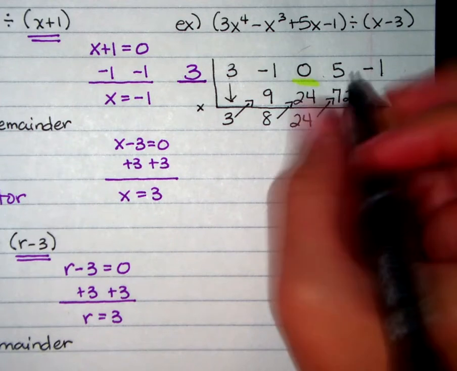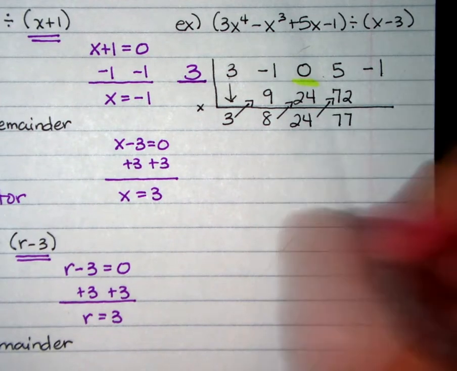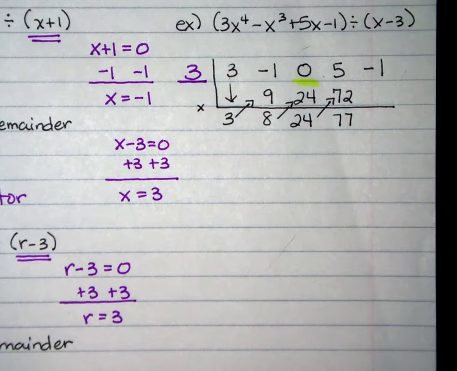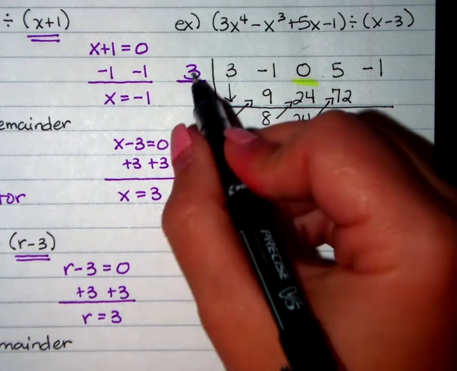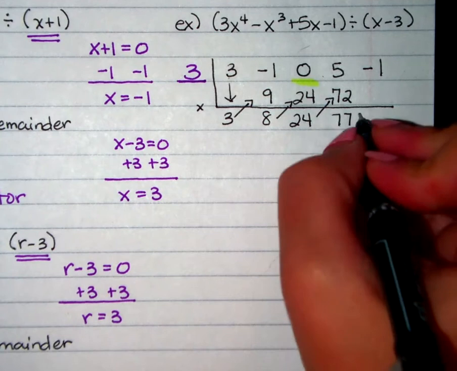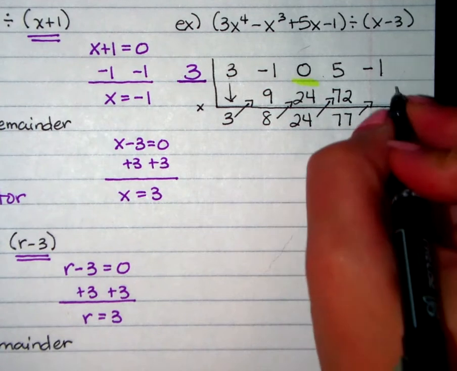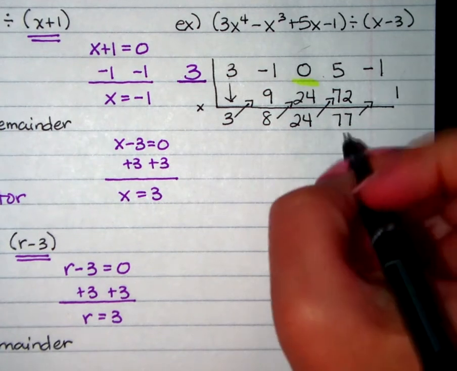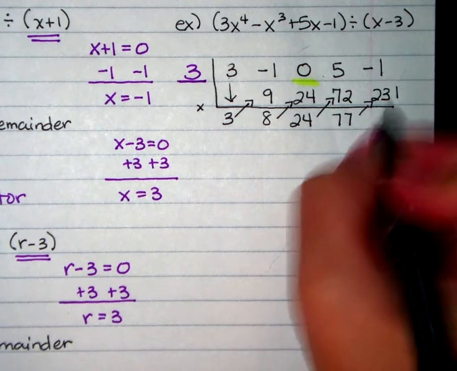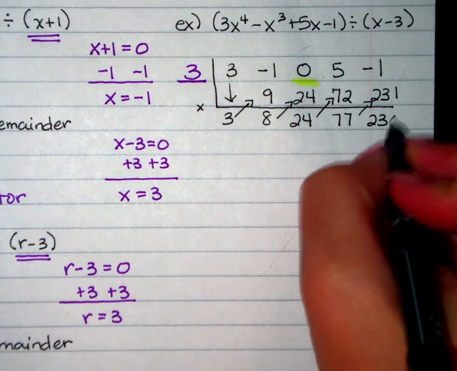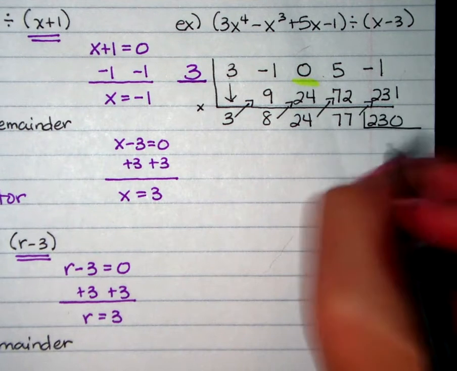3 times 77, and I know it ends in a 1. I think it's 231. And so when I add those together, I get 230. That's my remainder. Holy cow. And I'm writing it right off the page, so I'm just going to write rem for remainder. So I can clearly see that this has a huge, huge remainder.